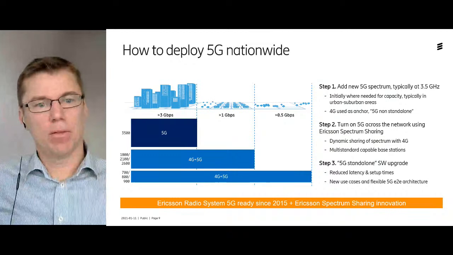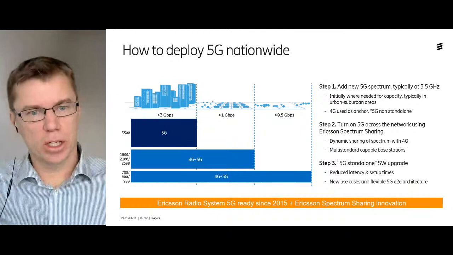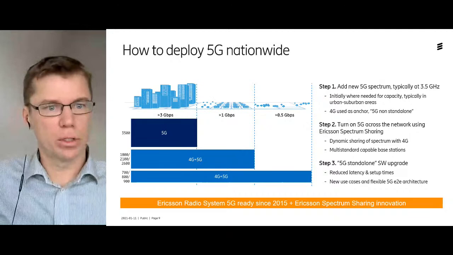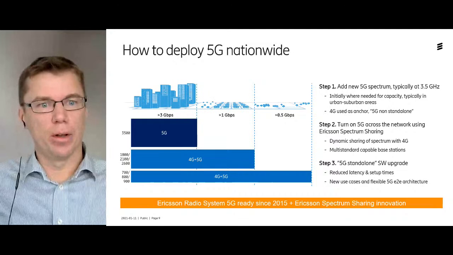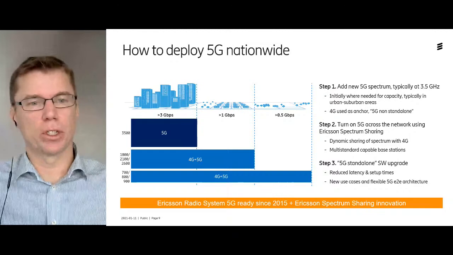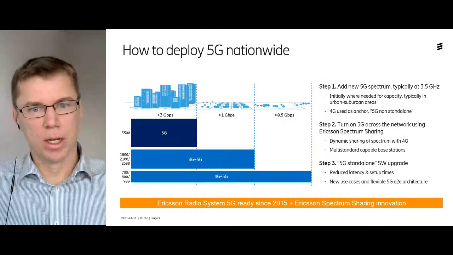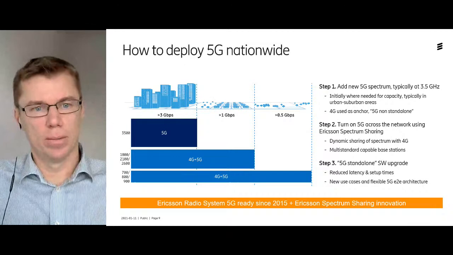You have also the traditional 4G bands, 1800, 2100, 2600 megahertz, which have a bit more bandwidth, typically 20 megahertz per channel. And you then add the 3.5 gigahertz band, which could have up to 100 megahertz typically per channel. But this is a band that has, due to the higher frequency, lower reach due to more propagation losses.